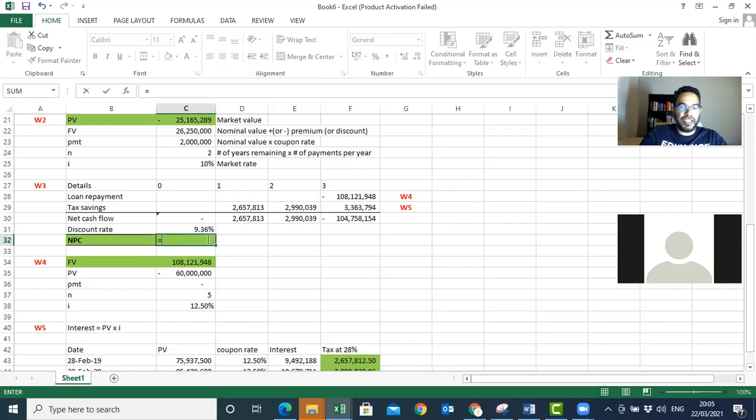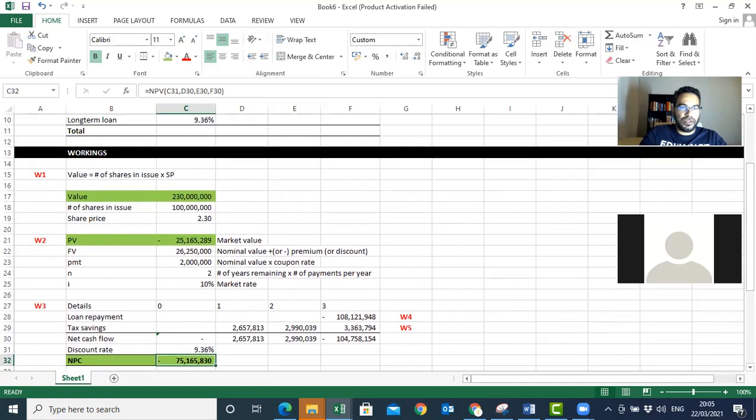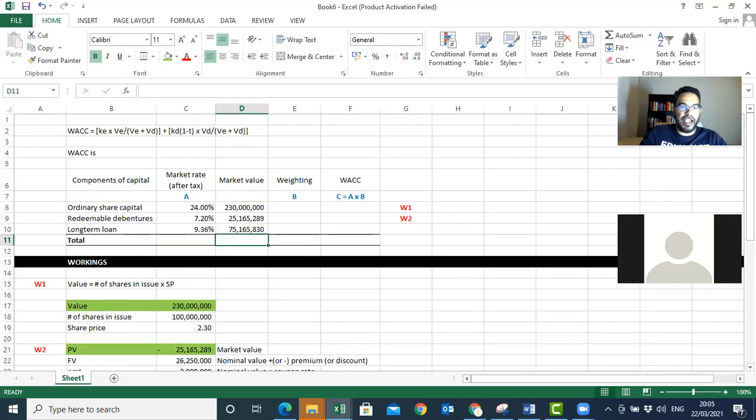Now I get my NPV. So for the NPV, we use the NPV formula: my rate 9.36, value 1, value 2, value 3. That means the present value, or the market value of that loan, is 75 million. So now I can just go and plug it in. I'm changing it to positive because we want a positive number. It is 75 million rand.